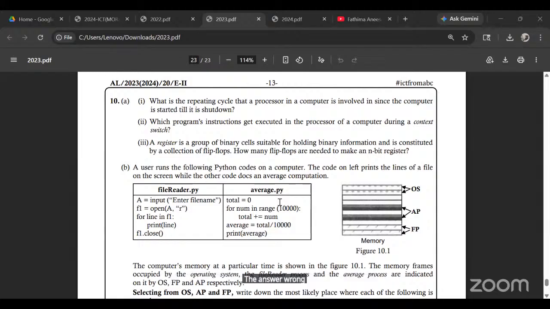So this 2023, I would say, was one of the toughest papers in ICT. That's why I took it first. 2022, I think you guys can do on your own. Now, what is context switching? When your computer switches from one task to another, that is a context switch. The apps themselves cannot handle this switch because they don't have control over other apps. So then what takes over? What program instructions get executed when that context switching is happening?